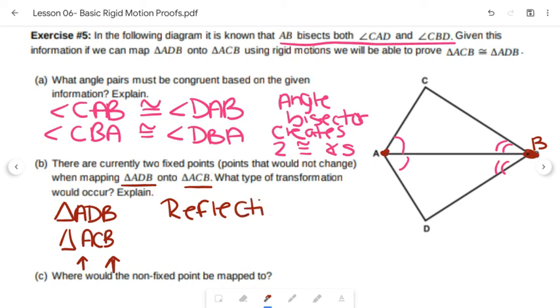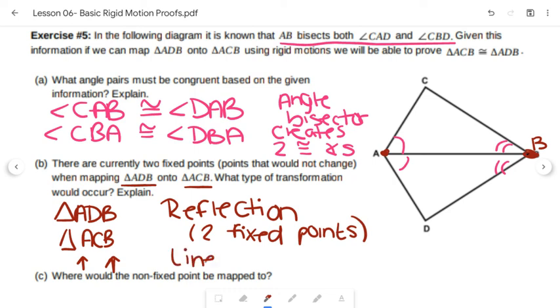Okay, remember, a reflection needs a line to reflect over. So a line has to at least have 2 points that would line up with one another. It's because we have two fixed points that's going to lead us to our line of reflection, which in this case would be AB, because those are the 2 points that are fixed.